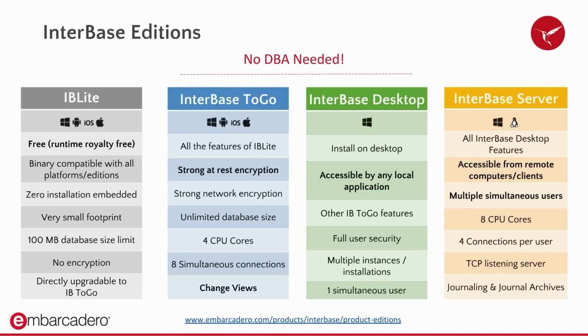All it takes is a license file change, and then you get strong encryption, multiple CPUs, multiple connections, and change views, which we're going to talk about later, which are an amazing feature that make InterBase very useful, especially on mobile devices. From there, the next version up is the Desktop edition, which you install on your Windows desktop, and it's accessible from any local application. It has all the features of IB To Go, with strong encryption and such, but is designed to be run on your desktop.